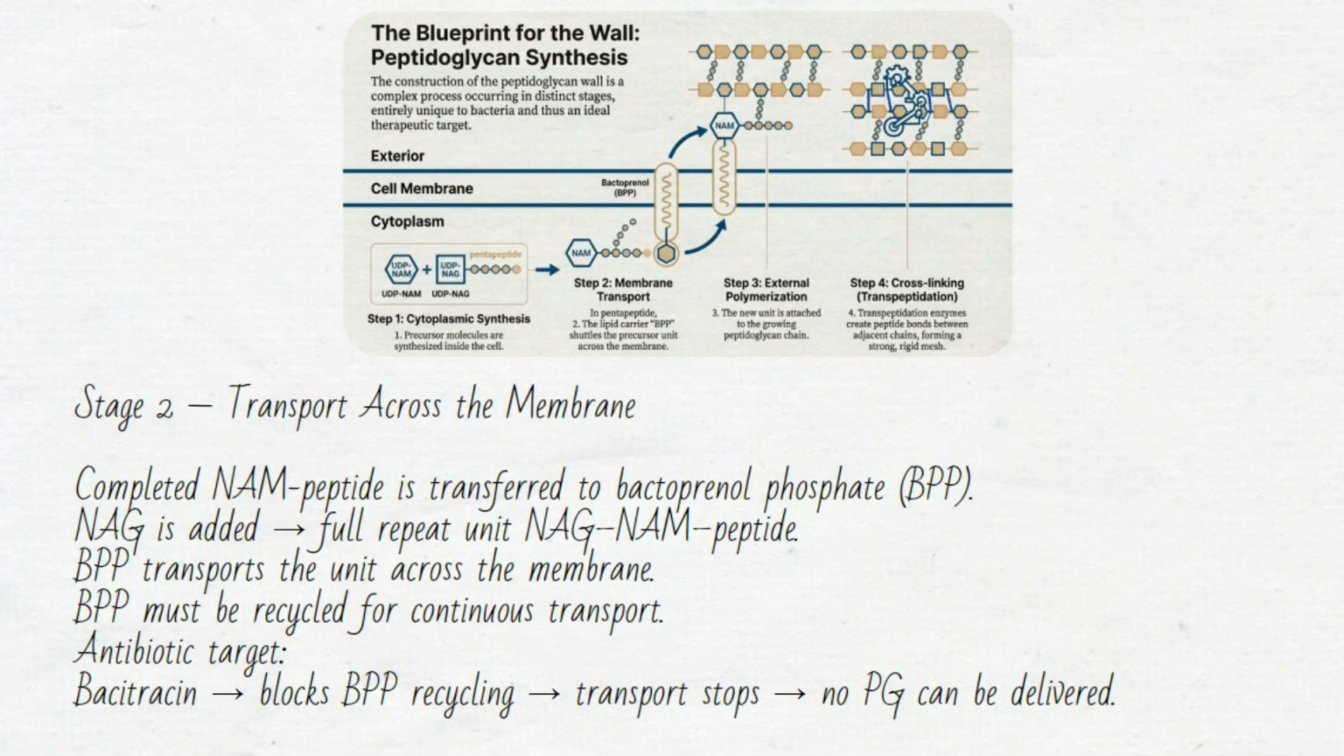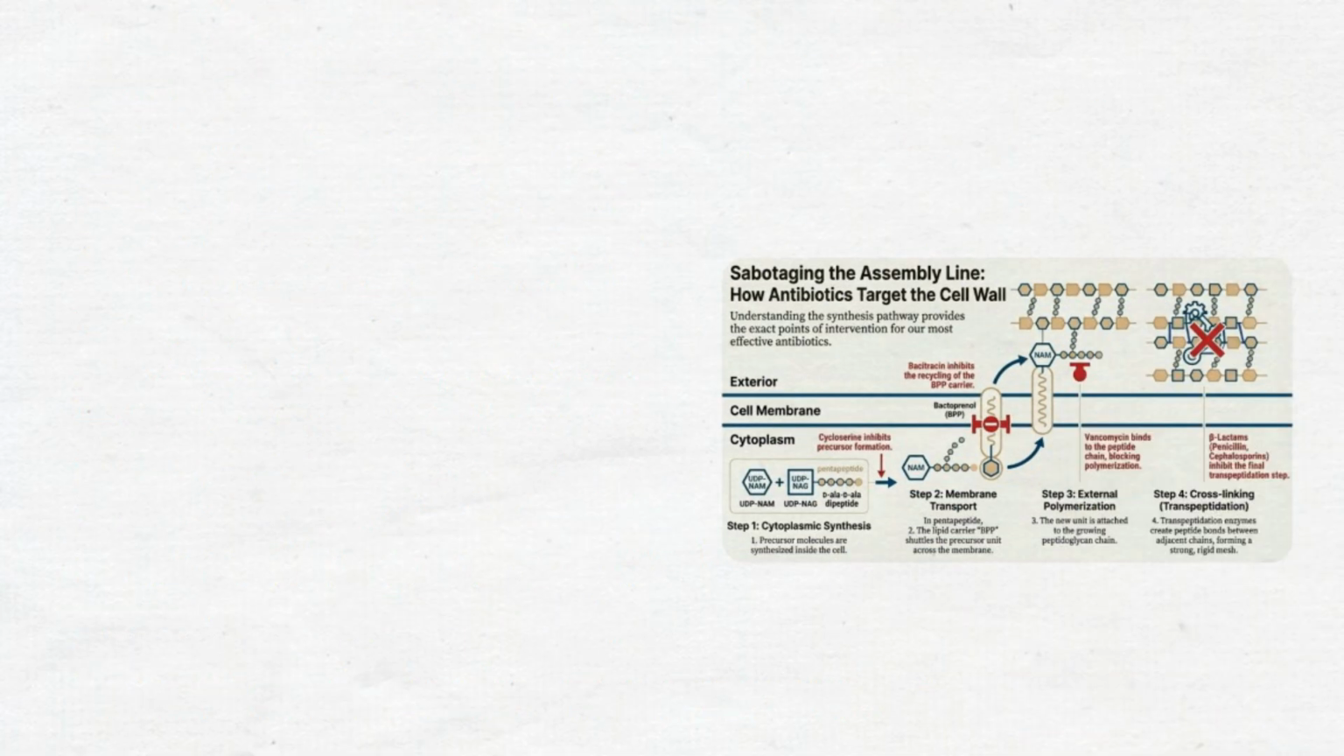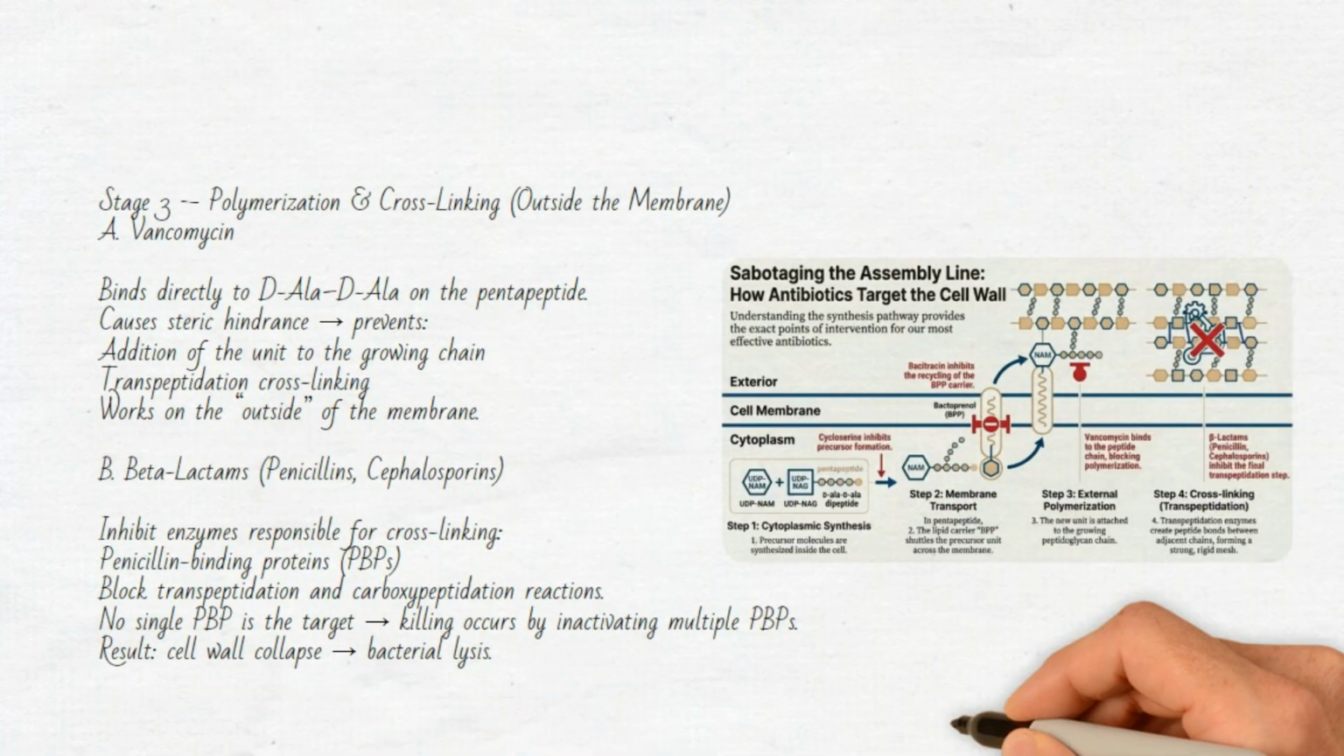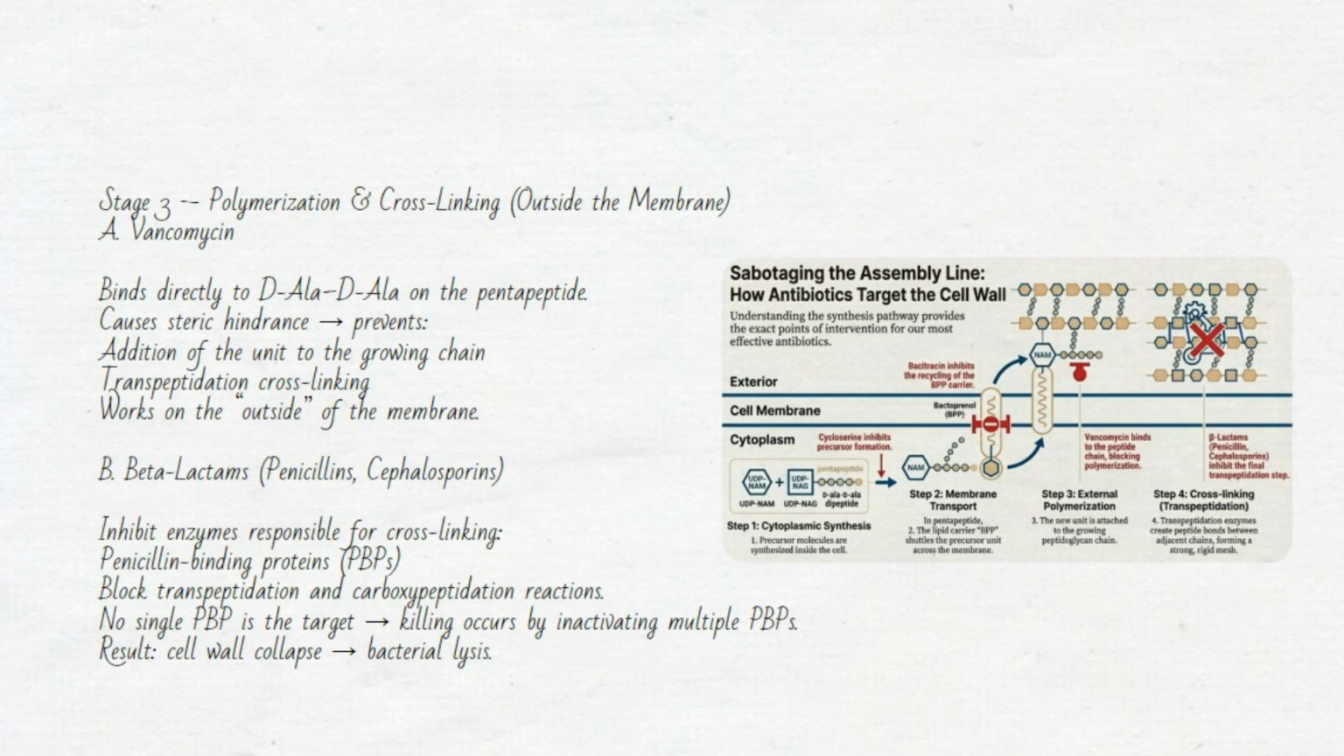After delivery, BPP has to be recycled to carry the next unit, and that's where bacitracin works. It inhibits the recycling of the BPP carrier. If the carrier can't be recycled, transportation shuts down. The final critical step, stage 3, addition of the repeat unit to existing peptidoglycan and cross-linking outside the membrane. This is where the heavy hitters operate.